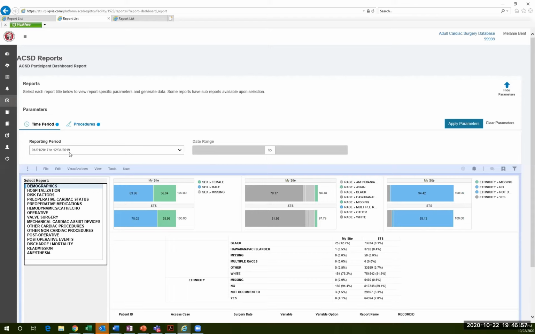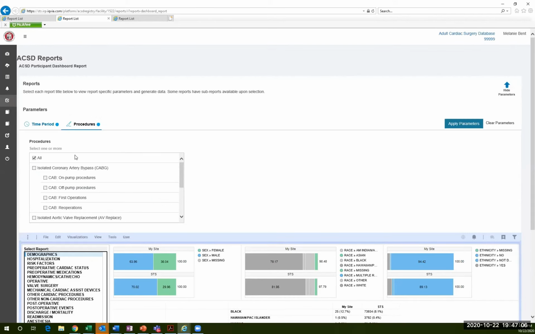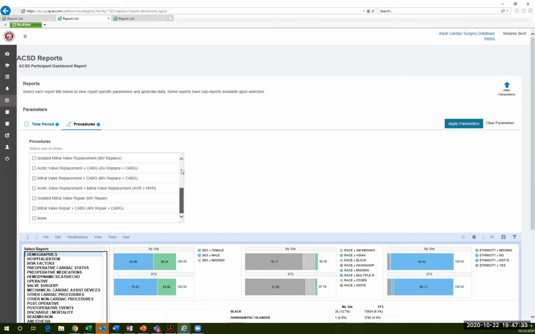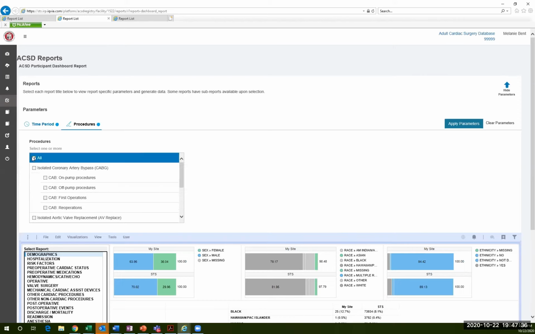So I've already entered in a specific time frame, and the next set of parameters that they would select is the procedures. I went ahead and selected all, but as you can see, we do have the procedures broken out, and they are able to go in and do a combination if they would like. If they wanted to see isolated CABG and possibly just a mitral, it just all depends on what they would like to review in that moment in time. They have that ability to do that. So you can see all of those options are available. They would select what they want, or if they want to review all, we have that option here.